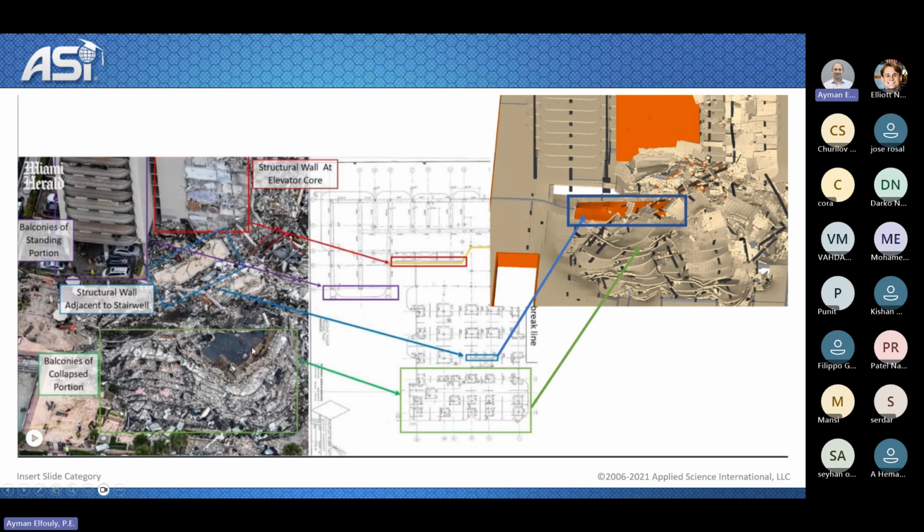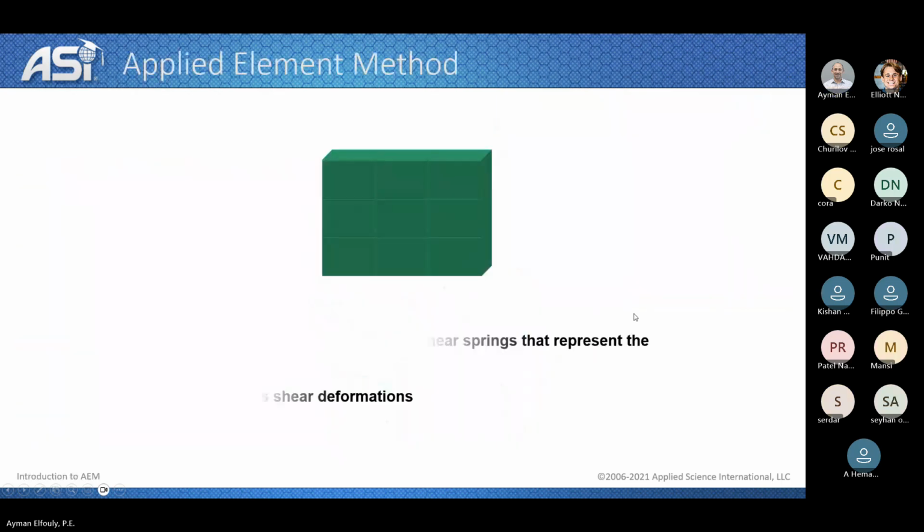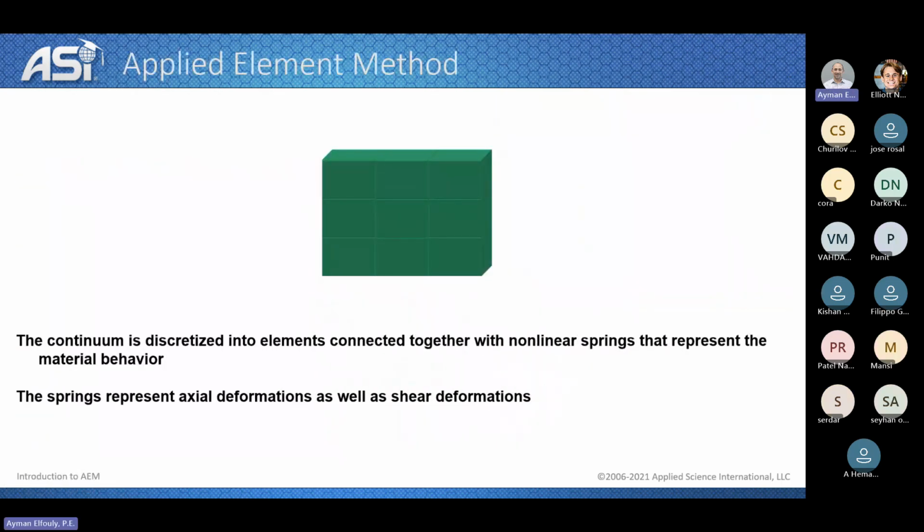The pancake collapse also, we can see it here. It's very clear, and it's very similar to what we see inside ELS software. So next we'll speak about what the applied element method is.